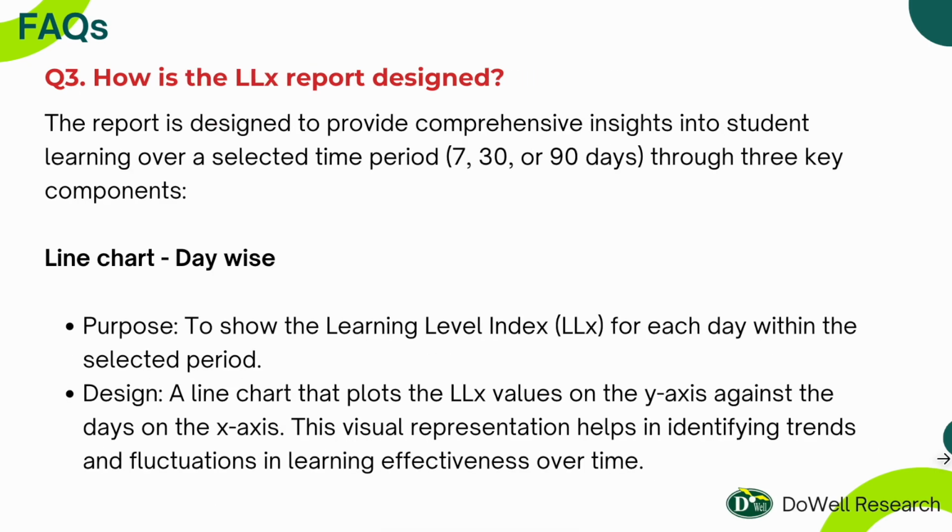And what do the reports look like? The report is designed to give insights into students' learning over the selected time period, that is 7 days, 30 days, or 90 days, as a distribution of time series through 3 key components. Line charts will show the learning level index for each day, plotting the learning level index value on the y-axis against the days on the x-axis, and it's live.